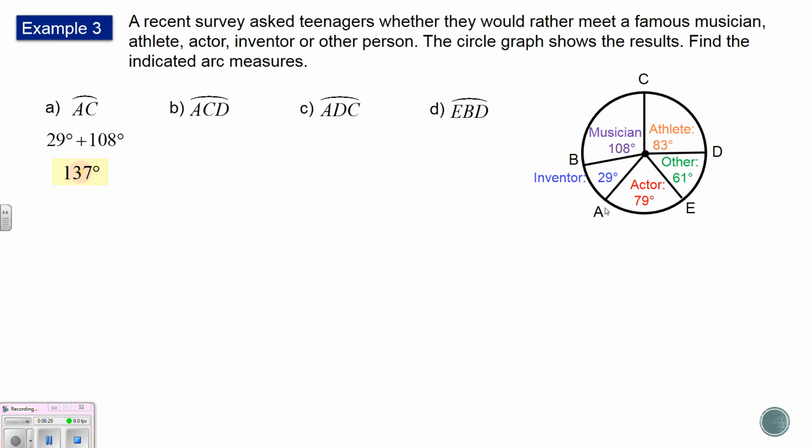ACD, I have to add up all three of those, so I get 220. ADC, I'm going to add up all three of those, or I can subtract these two from 360 and get 223. And then EBD, that's like everything except for the 61, so I can just take 360 minus 61 and get 299.